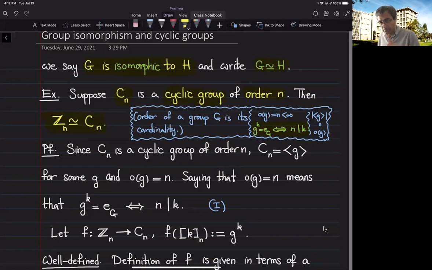Okay. Please pay attention. I'm not saying that there is a unique set, there is a unique cyclic group. I'm saying there is a unique cyclic group up to an isomorphism. That means if I give you two cyclic groups of order n, then they are isomorphic to each other. Again, that means there is an isomorphism from the first group to the other one. Okay.